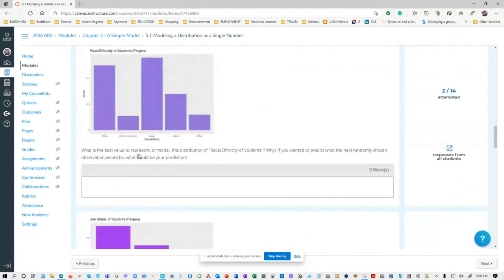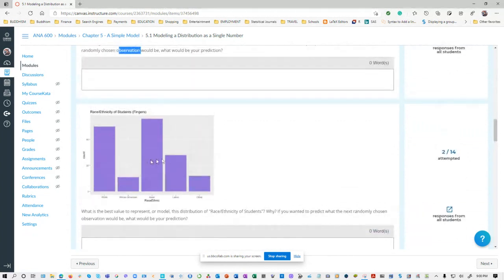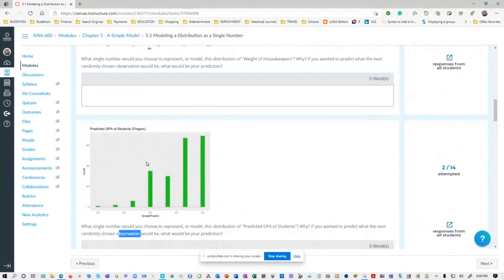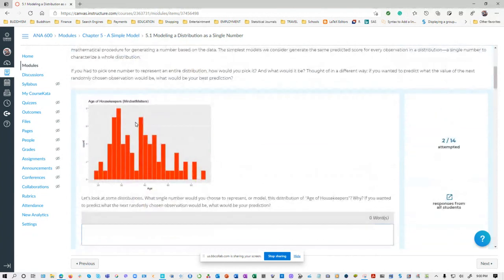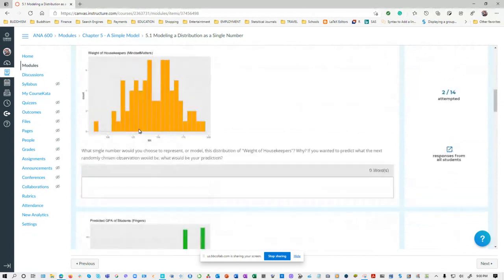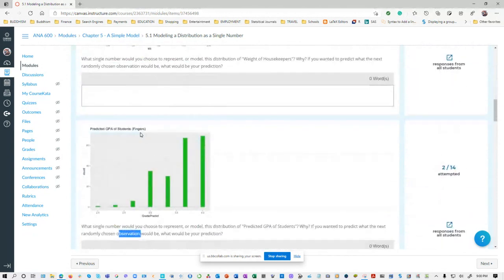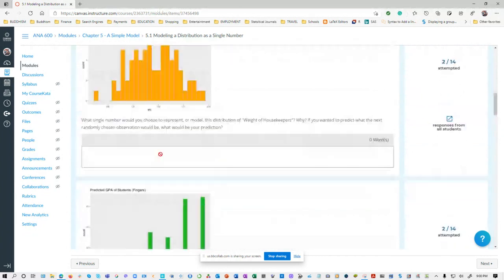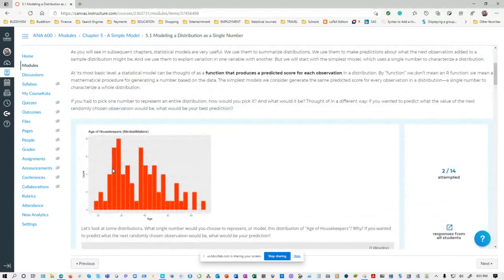What is the best value to represent or model the distribution of the race or ethnicity of students? Up to this point, GPA, weight, height, sorry, age, those three are quantitative variables. That's why we have drawn the histogram. These histograms are for quantitative variables. Mostly for a quantitative variable, the best value would be the mean.